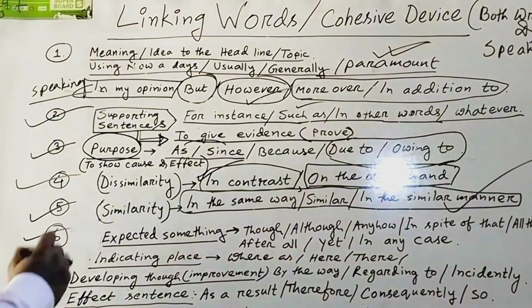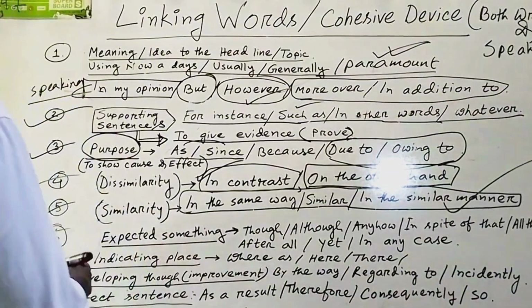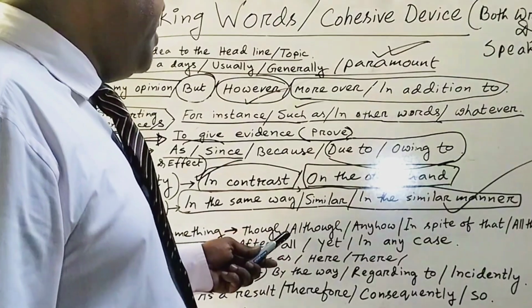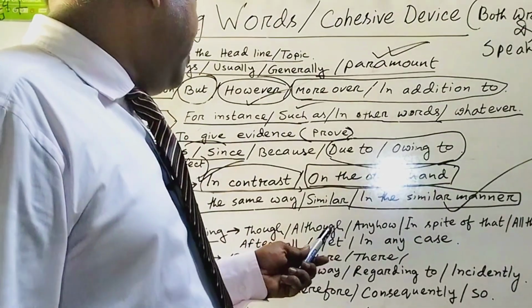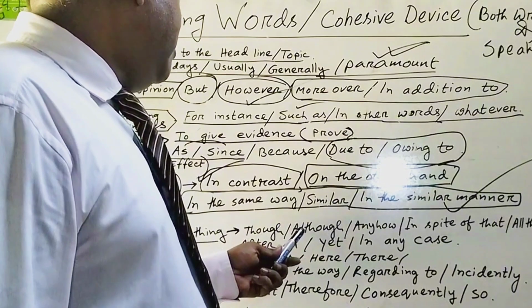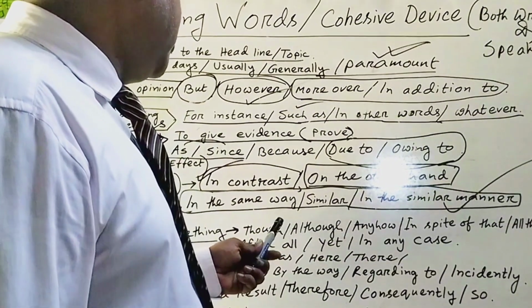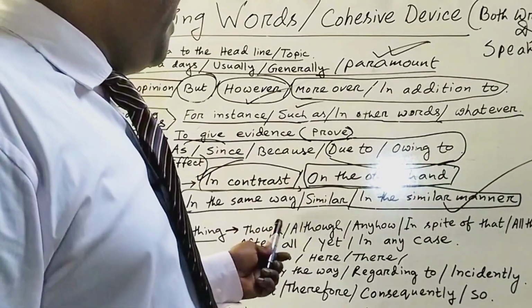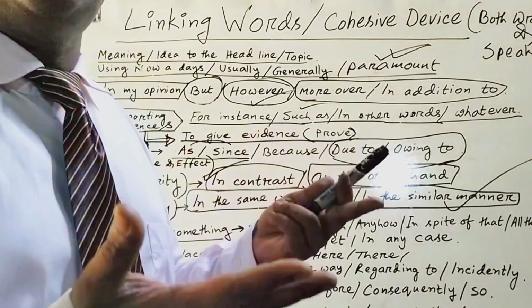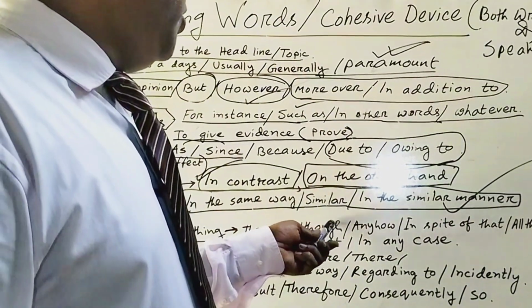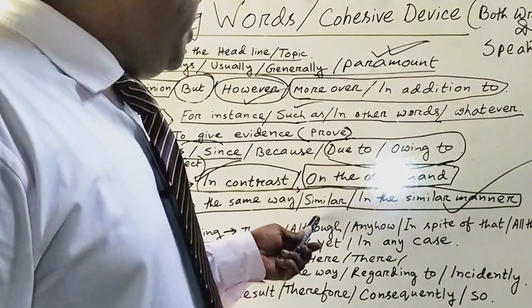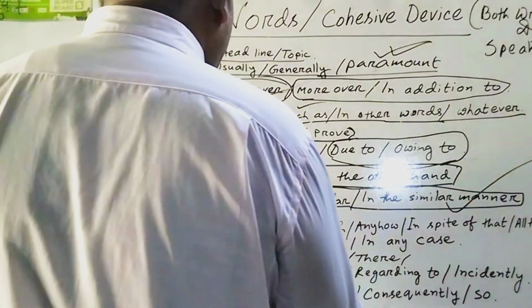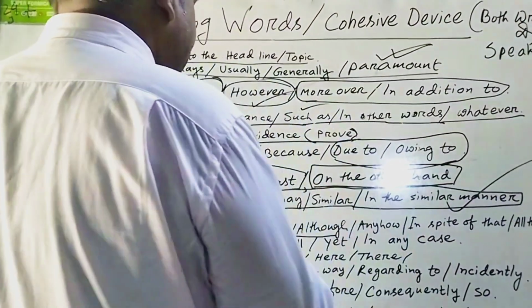Now number 6, the unexpected. When a person is expected to do something, then he has to make an idea. Though he is late, he gets the bus. Though it was raining, he went out without an umbrella. যদিও বৃষ্টি হচ্ছিল তবু সে সেটা ছাড়া বাইরে গেল. Although we are poor, we are honest. So although is another word, for the unexpected.